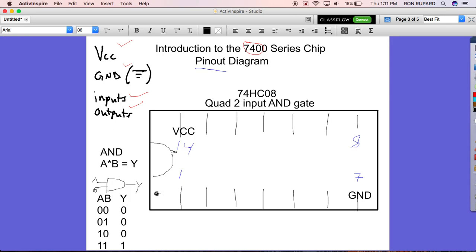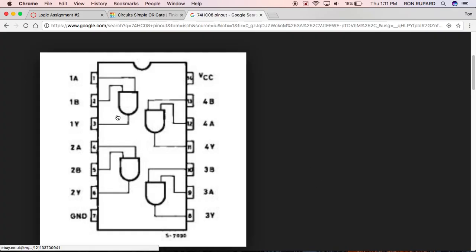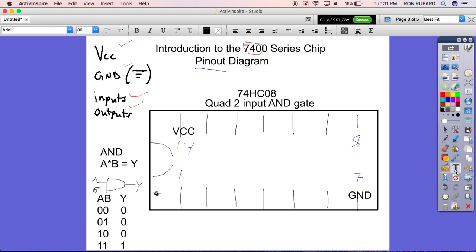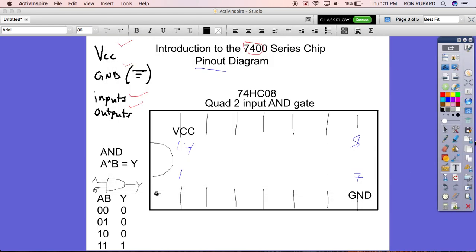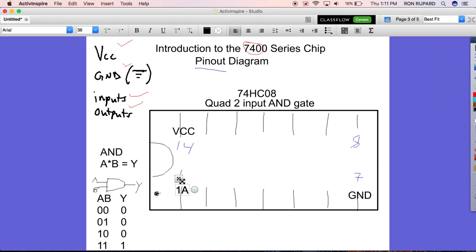Now we need to look at all these other individual pins. And you don't have to draw the shape of the gate in yours. I do because it helps paint a visual picture that they're AND gates. But you can see it has the A input on gate 1, the B input on gate 1, and the output on gate 1. So we need to put those. So this was 1A. This was 1B. This was 1Y.